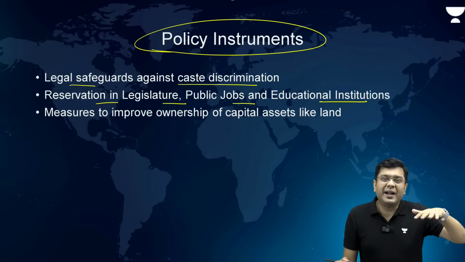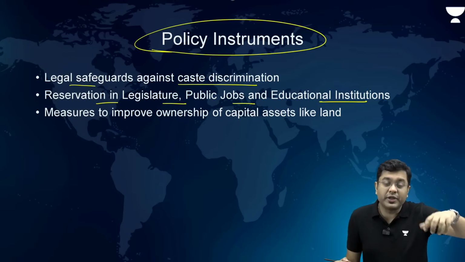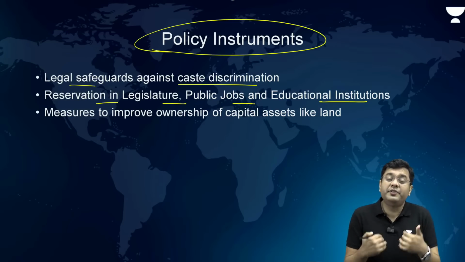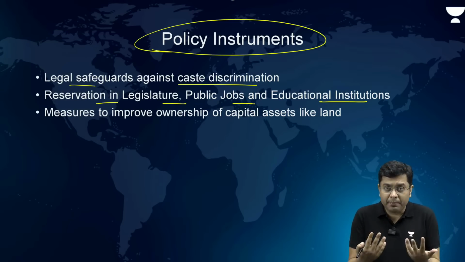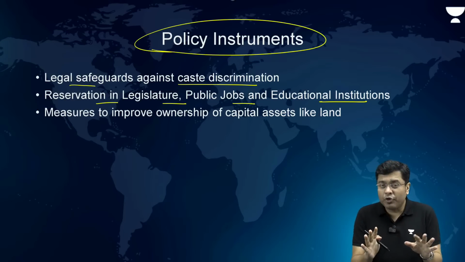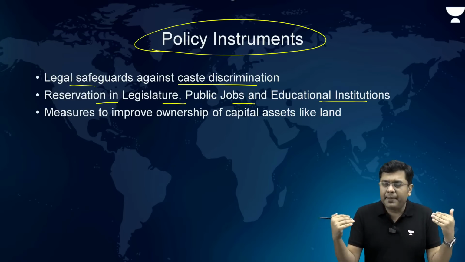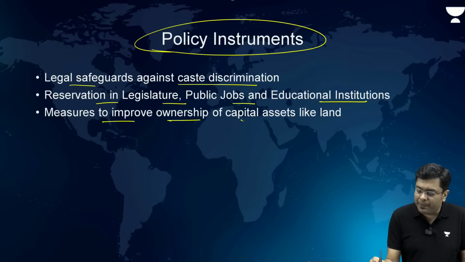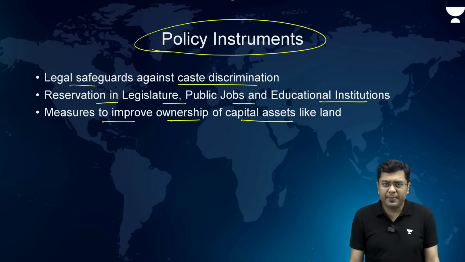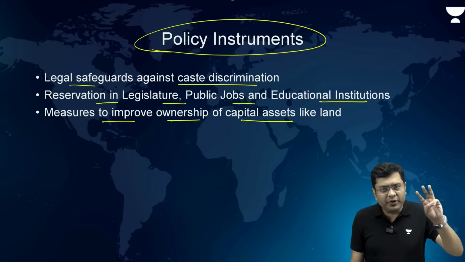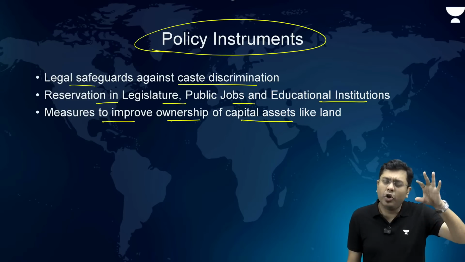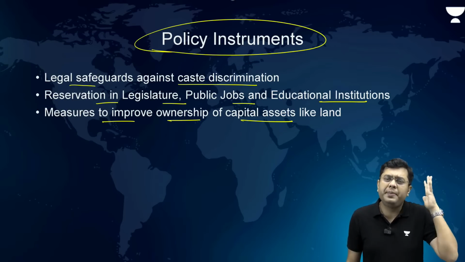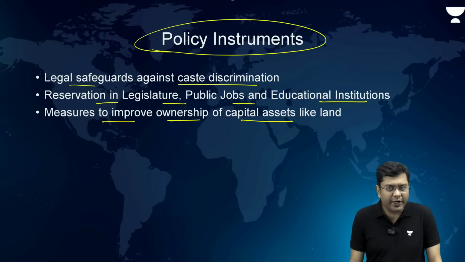This is done so that they have a better representation. The caste groups who are, let's suppose, disadvantaged in terms of how they have been brought up, the opportunities that they have got till now, there will be some parity. And also measures to improve ownership of capital assets like land. These are the three policy parameters based upon which all the governments function, and these are the policy parameters that even Dr. B.R. Ambedkar was a great advocate of.